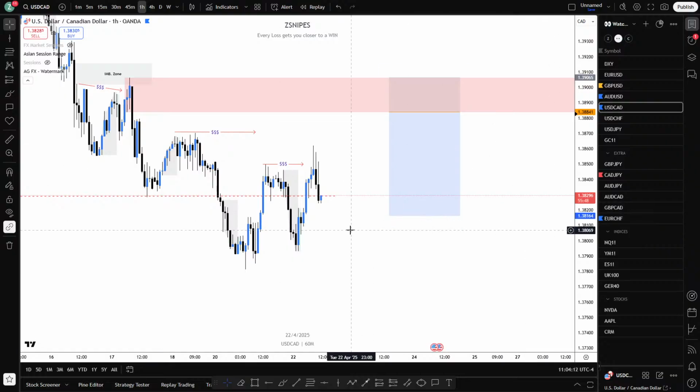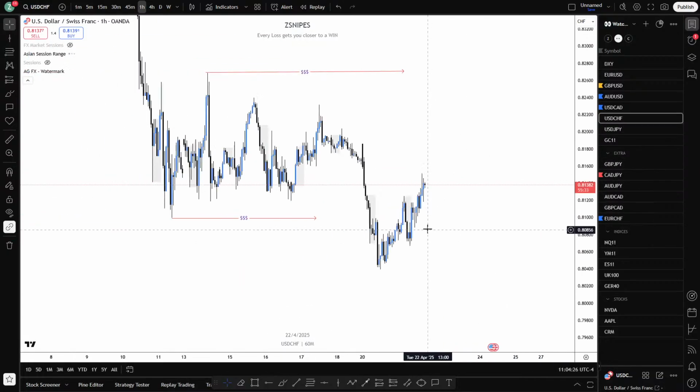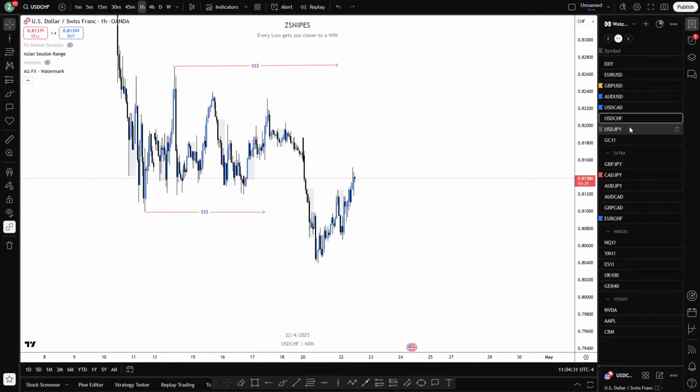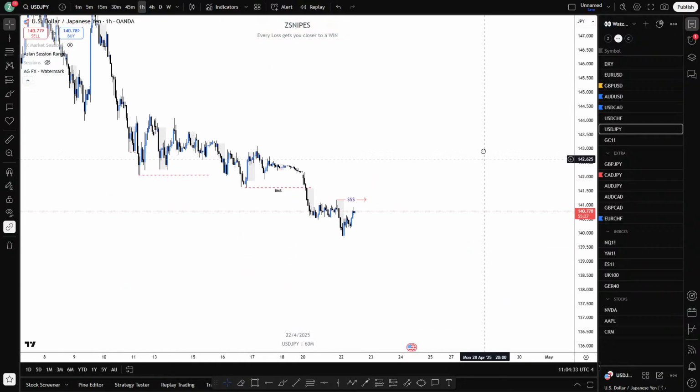Seeing a pullback here on US30. Hold on 1 second. We might get a small retracement. Let's see, what else? Something else needs to give me something.